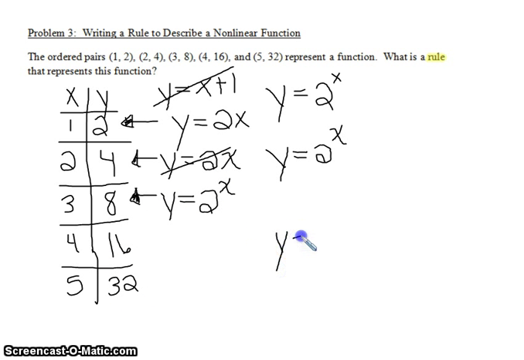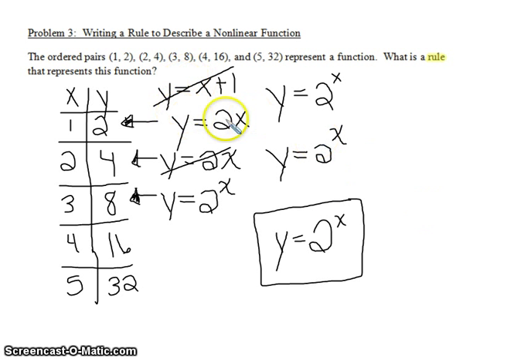This is the rule for this function: y equals 2 raised to the x power. So that means I could give you any value for x. You would plug it in for the exponent here, and you could give me the y value for this function.